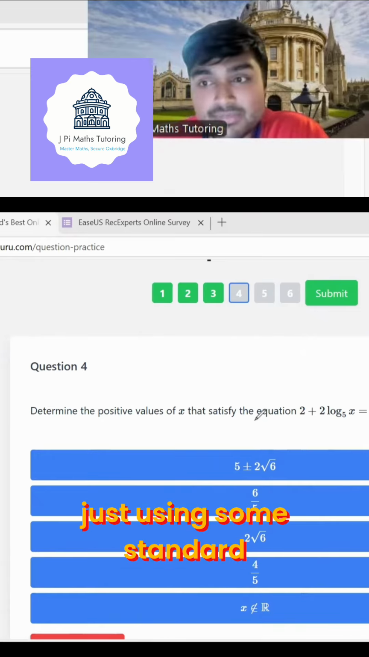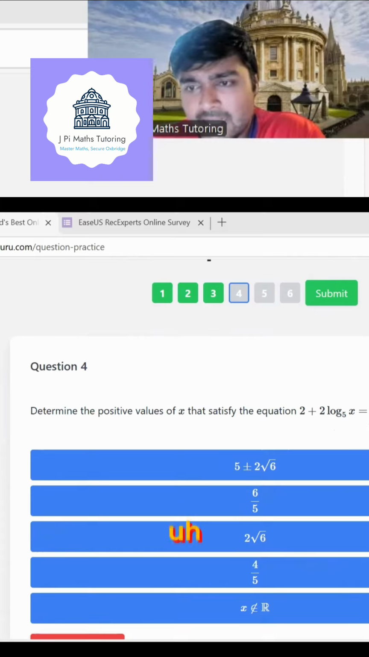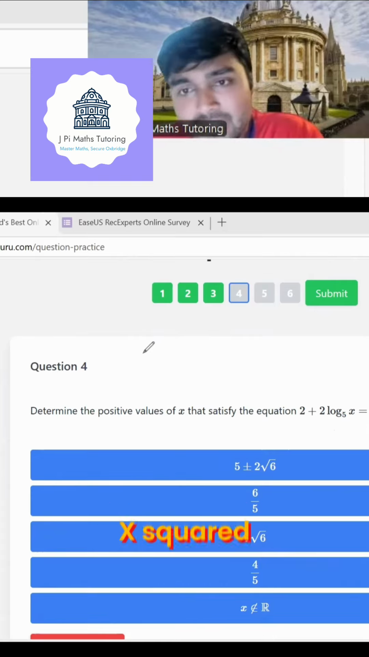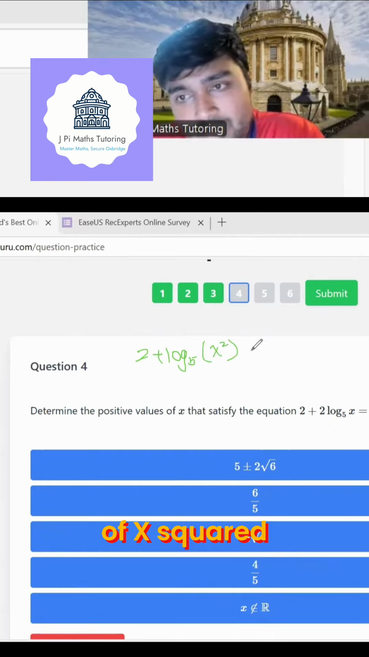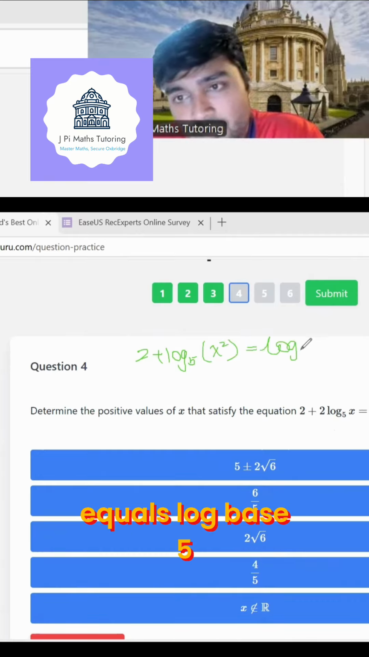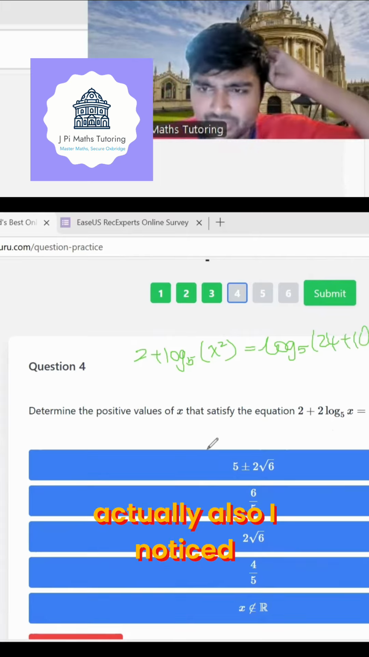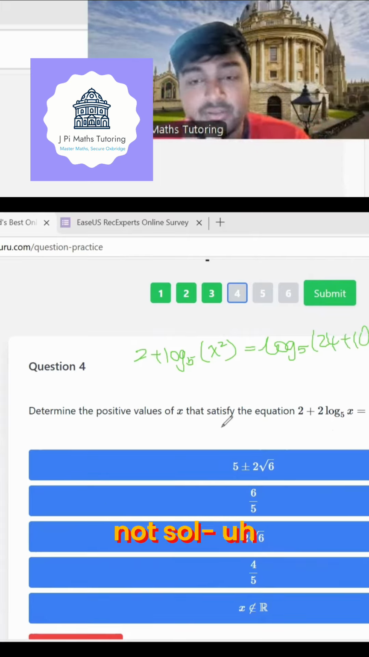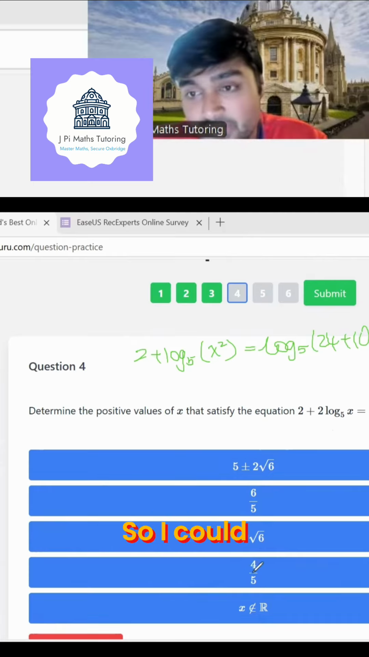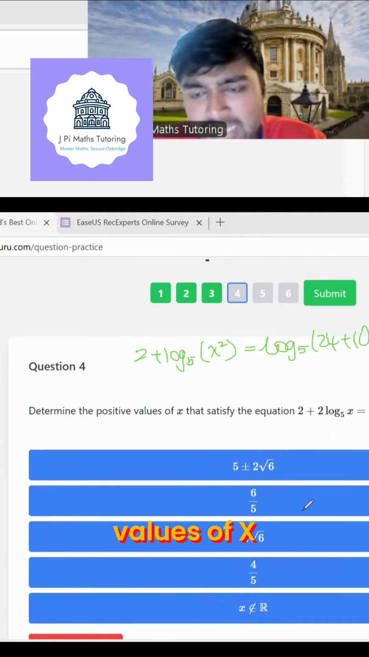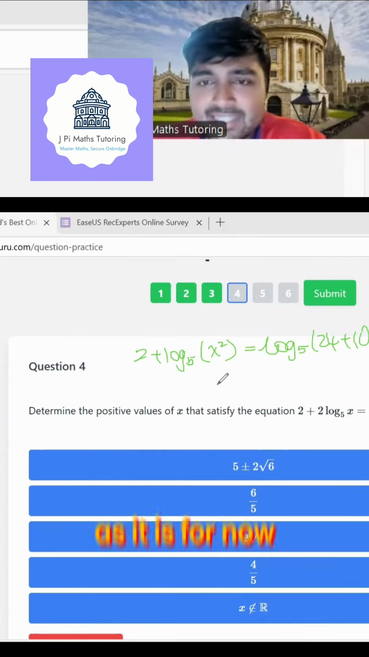Nonetheless, this is just using some standard log rules, I think, from the looks of it. Let's make this a log base 5 of x squared. So we've got 2 plus log base 5 of x squared equals log base 5 of 24 plus 10x. Also, I noticed that this is not find the number of solutions, it's solve. So find the values of x. I could, if I wanted to, just sub in some values of x, but none of these values are particularly nice to deal with, so I'll leave it as it is for now.